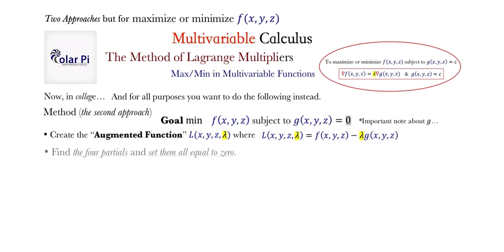And then what you do after that is take the four partial derivatives of L, four partial derivatives with respect to the four unknowns. That's the partial with respect to x, the partial with respect to y, and then partial with respect to z, and the partial with respect to lambda.